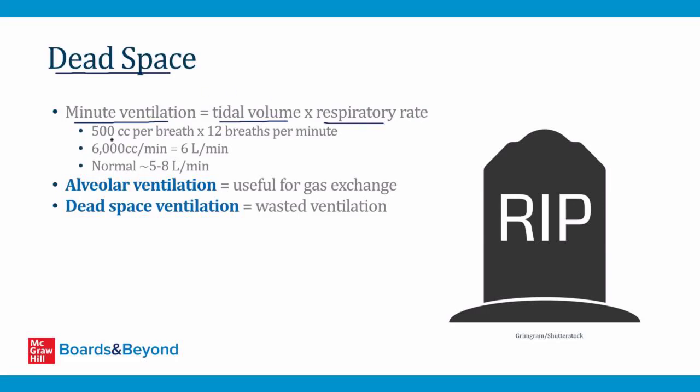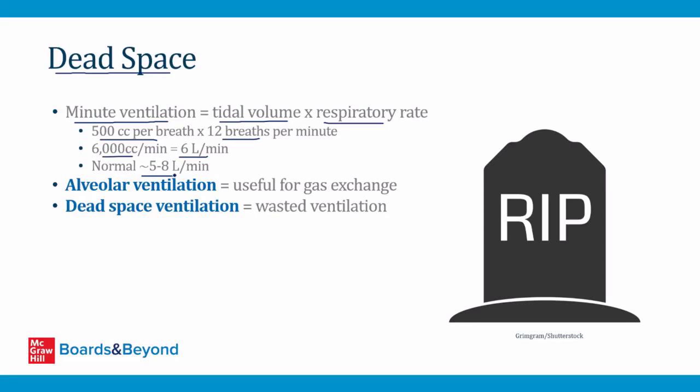So for example, if a person had a tidal volume of 500 cc's per breath and they were breathing at 12 breaths per minute, this would be a minute ventilation of 6,000 cc's or 6 liters per minute. And a normal minute ventilation is in the range of 5 to 8 liters per minute, depending on a person's body size and other factors.